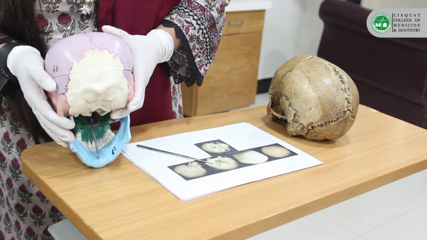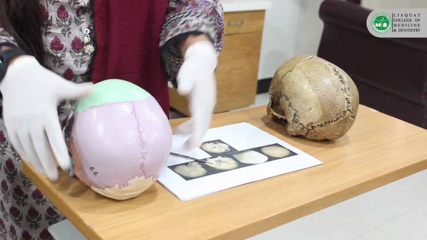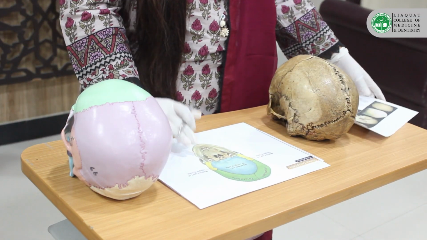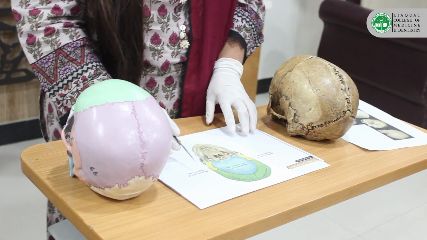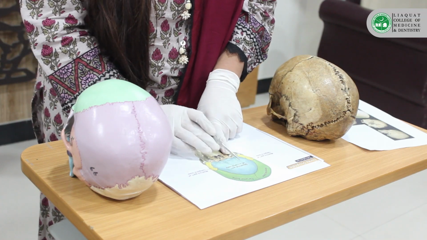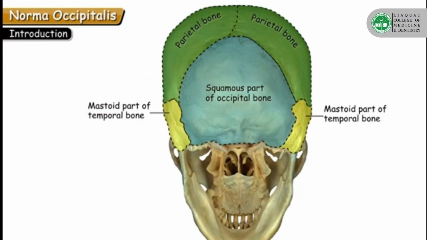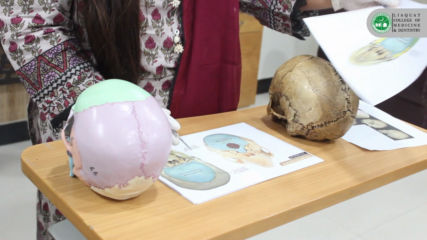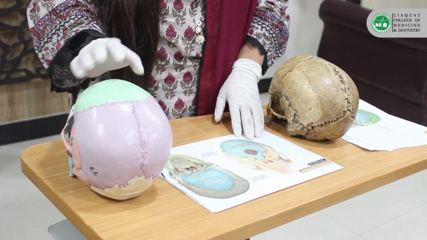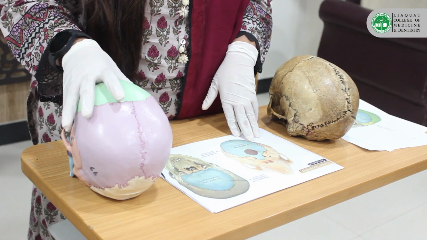The occipital bone is divided into two parts, and you can see in this picture. This is the parietal bone superiorly, and here you can see the mastoid part of the temporal bone, and in between there is the squamous part of the occipital bone. The occipital bone is further divided into two parts, the upper squamous part and the lower basilar part.